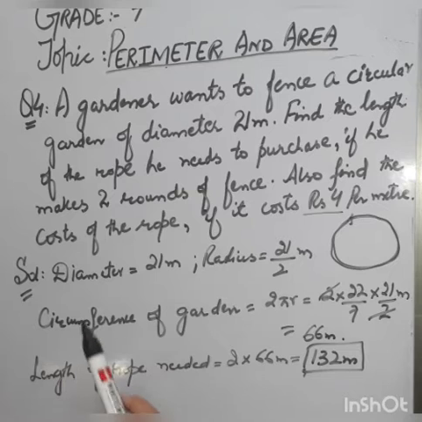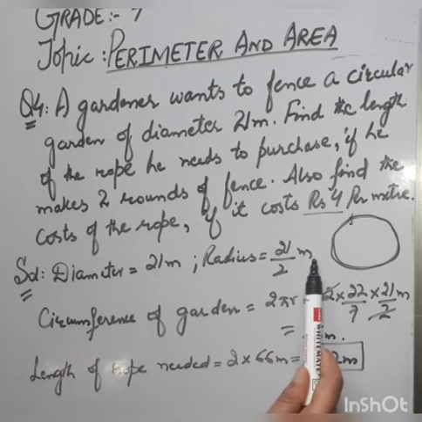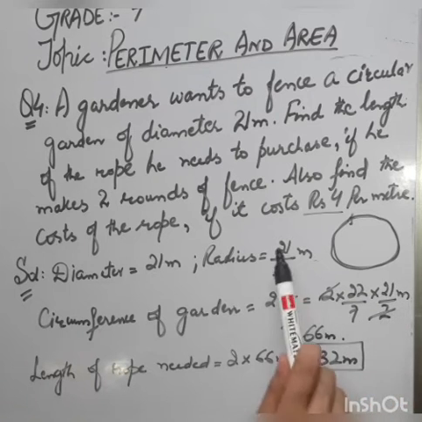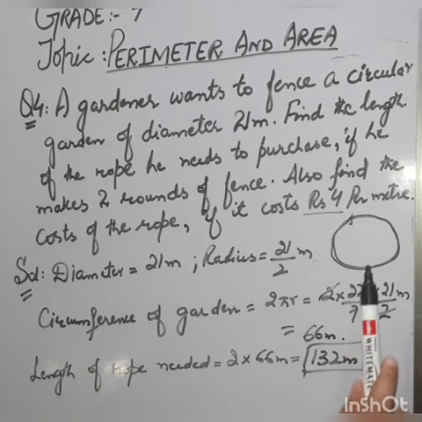Now students, diameter is given as 21 meters. It means radius is 21 by 2 meters. So now circumference of this garden is 2 pi r. So 2 into 22 by 7 into 21 by 2, that is this radius. Clear? Now this 2 and 2 will cancel out. 22 into 21 divided by 7 is 66 meters. So 66 meter is the circumference of this garden.